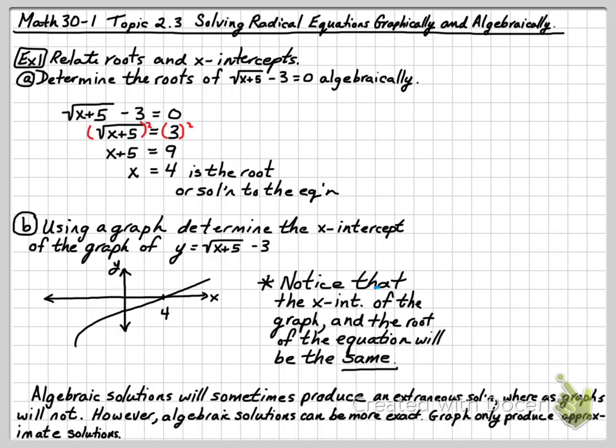Algebraic solutions will sometimes produce what we call an extraneous solution, one that doesn't work, whereas graphs will not. They will always just produce the solutions, the x-intercepts, that work. However, algebraic solutions can be more exact. Graphs are only going to produce a decimal approximation of the answer, whereas with an algebraic solution, you'll be able to determine the exact answer. Let's look at another example.